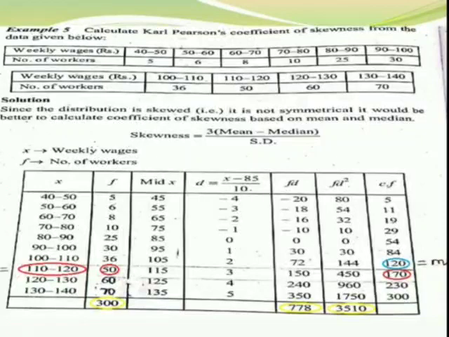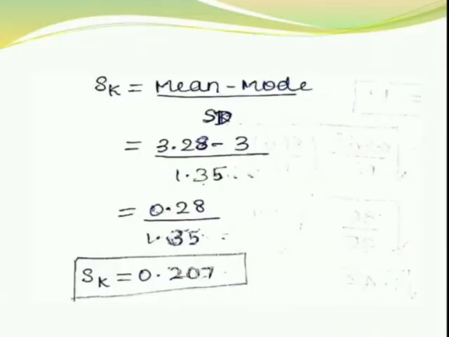So we are finding the value of mean and median, because our next formula is skewness is equal to 3 of mean minus median divided by standard deviation. So we are using this formula here. In our first problem, we used the formula mean minus mode divided by standard deviation. In that problem, we were able to find the value of mode, so we used that formula.